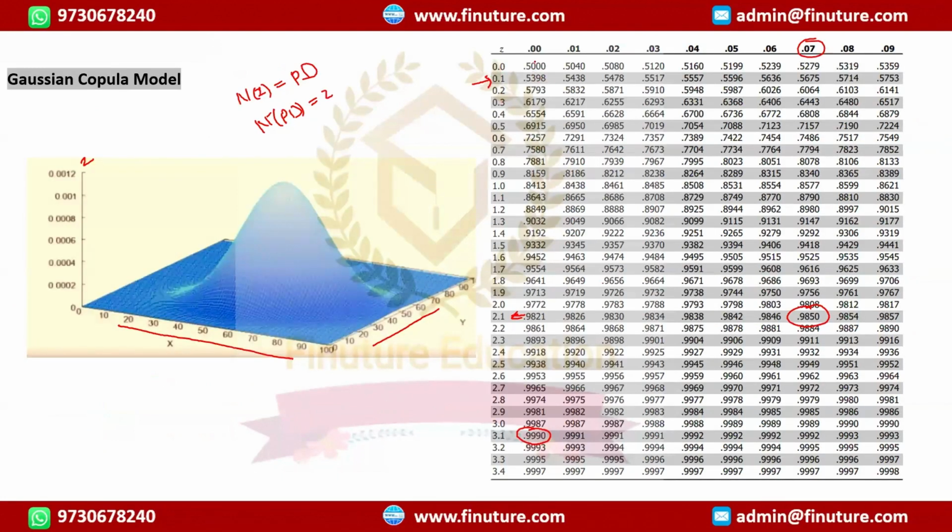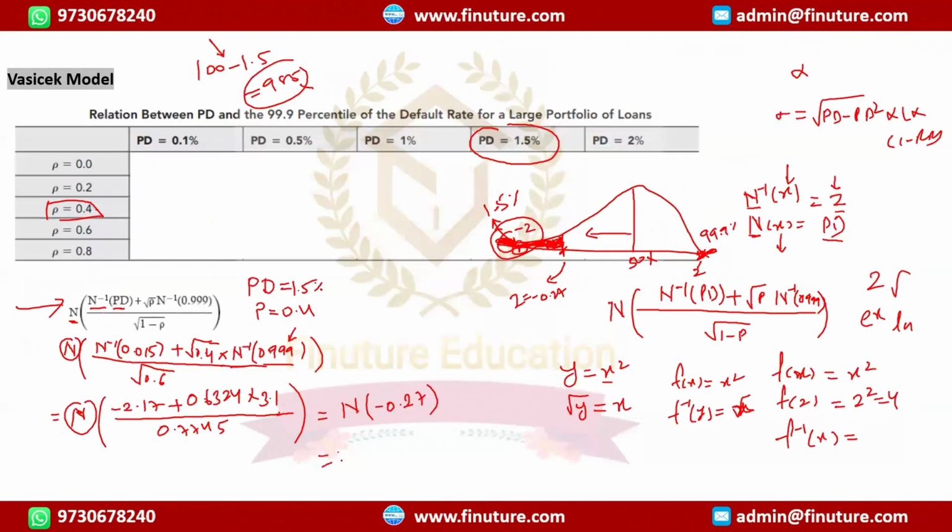Let's see the probability corresponding to 0.27. This is the Z value on the header and the first column, and this is the probability. We got 0.6064. So 1 minus 0.6064 is the value that we have to refer to. So 100 minus 60.64. Because this is the Z value corresponding to 0.27, what I'll calculate is 1 minus N of 0.27. You can write it in this way.